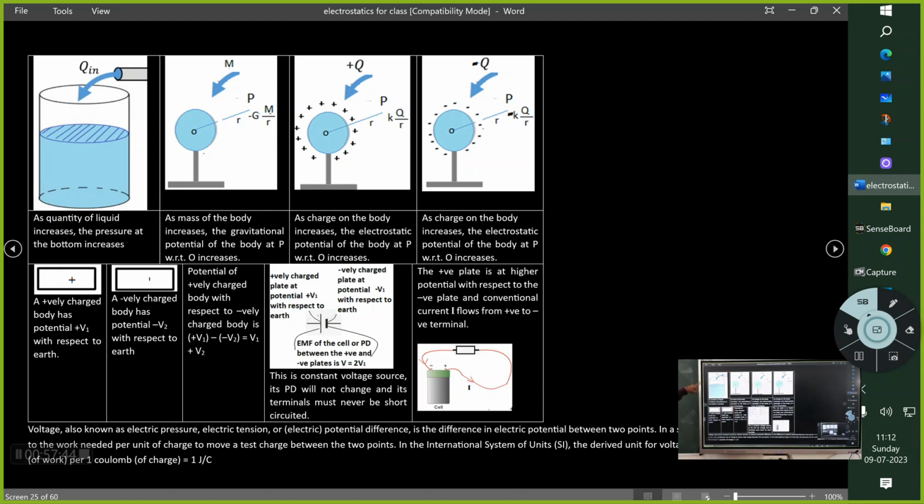So you can see here, as the quantity of liquid increases, the pressure at the bottom increases. I suppose you understand?